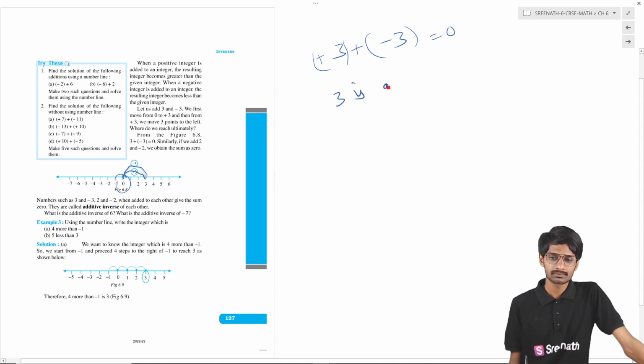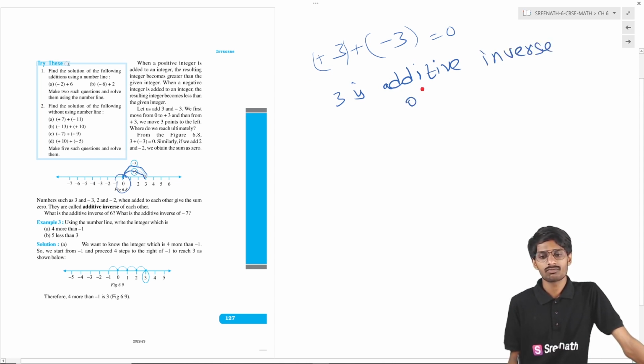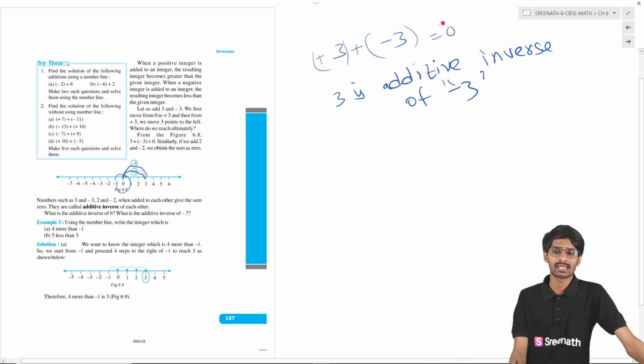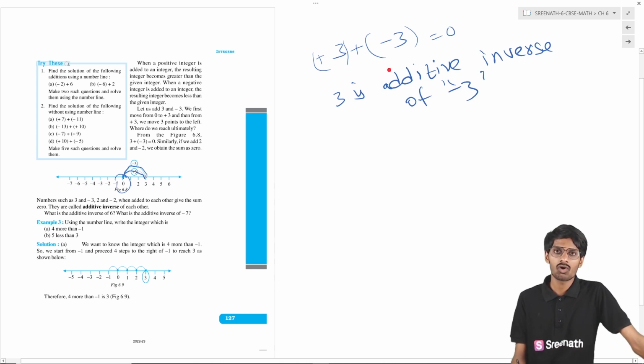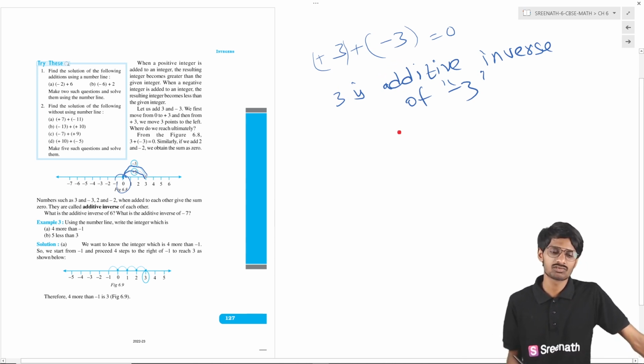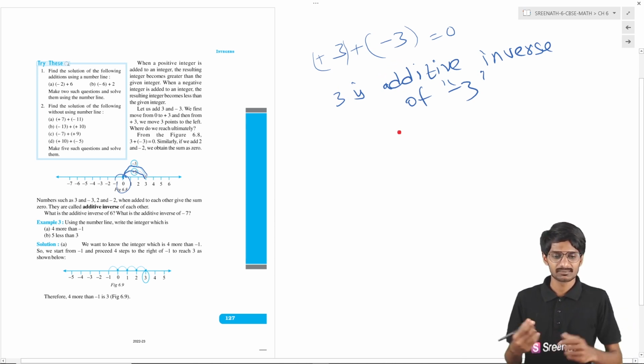So 3 is the additive inverse of minus 3. Why, sir? Whenever you are adding two integers and getting 0, then we call both integers the additive inverse of each other. Okay students, that's it.